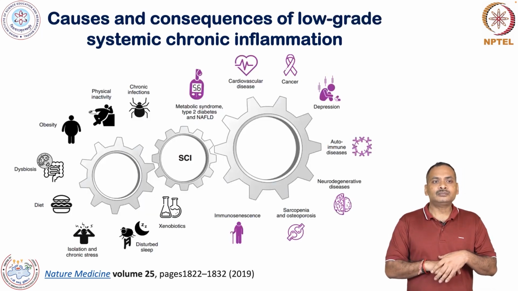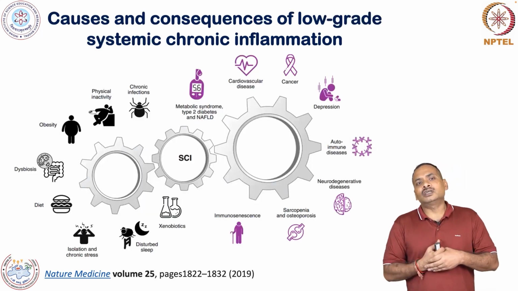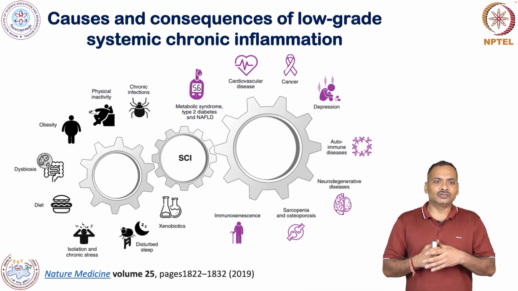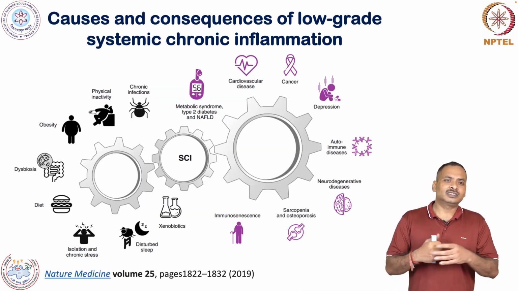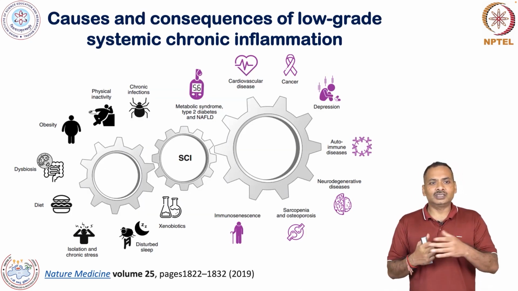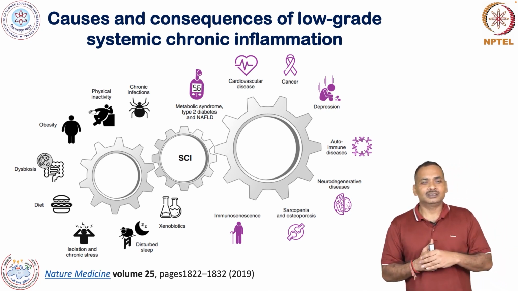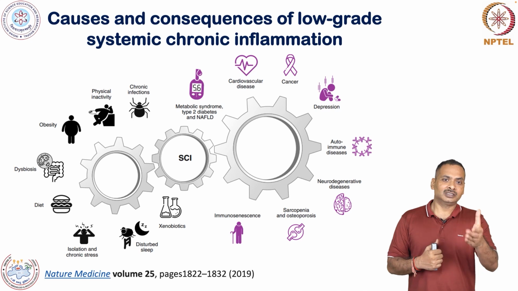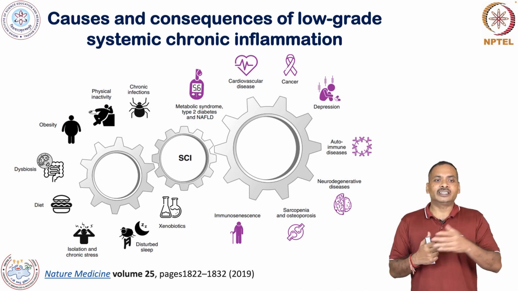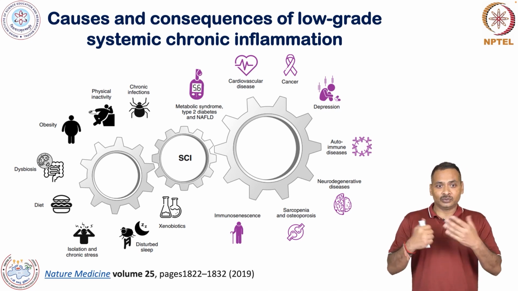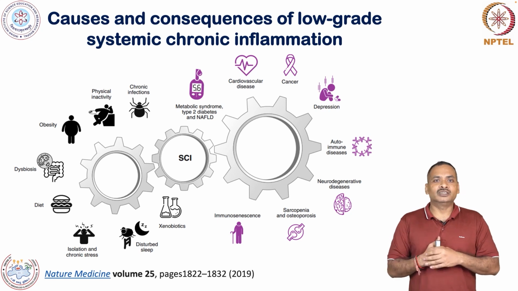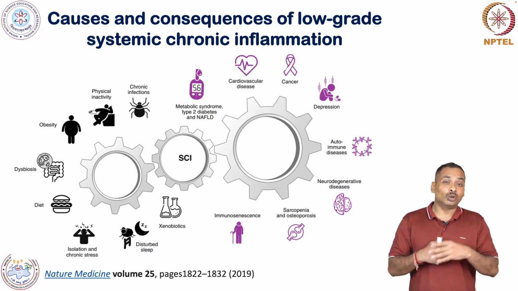So what are the causes and consequences of low grade systemic chronic inflammation? There are so many causes. You can see in black color depicted in this slide, like chronic inflammation will cause this low grade inflammation, physical inactivity, obesity.